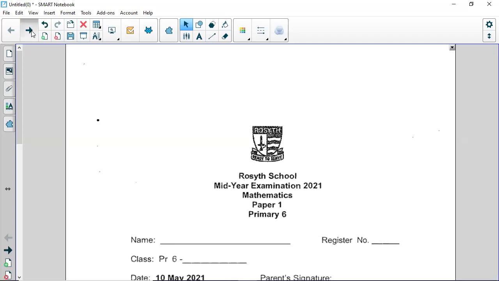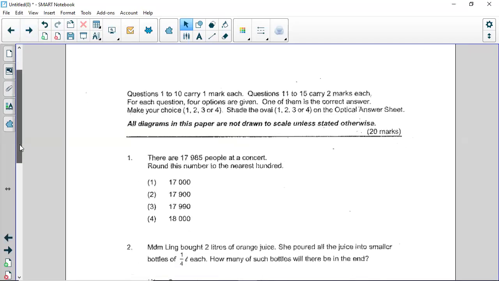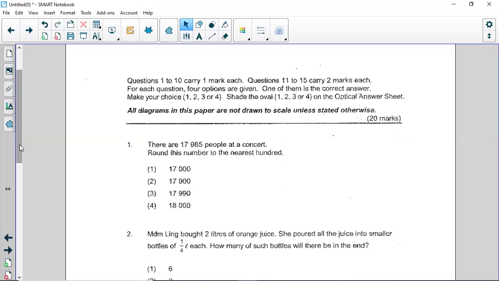Okay, question 1, and take note of the shortcuts. All right, shortcuts and the methods. Question 1, how do you round off to nearest 100? So let's revise. Okay, 17,985. To round off to nearest hundreds, you just have to draw a line to show 2 digits. Why do you show 2 digits? Because hundreds have 2 zeros.